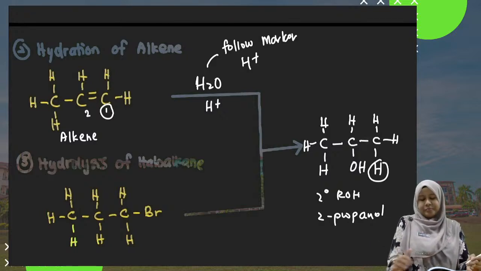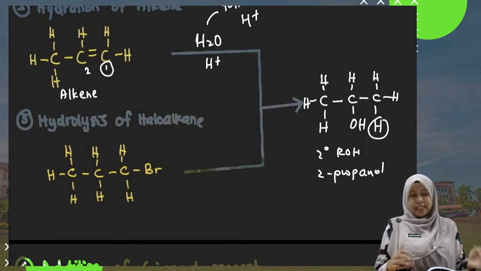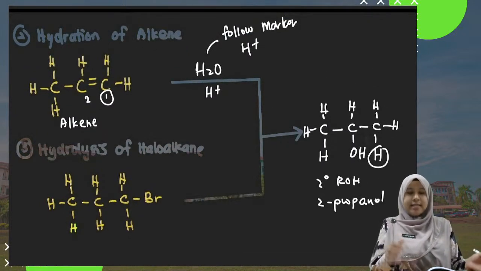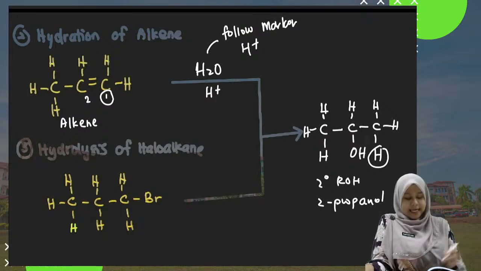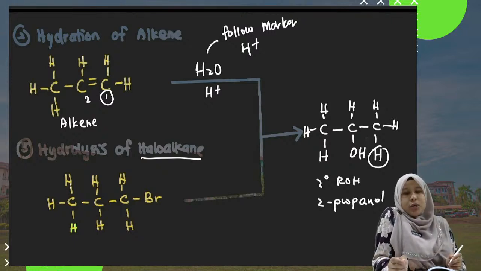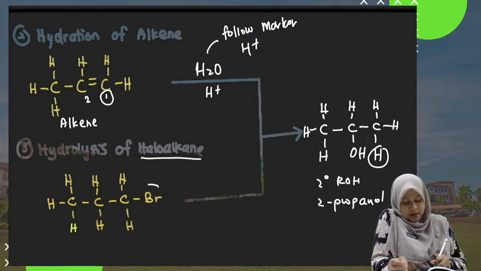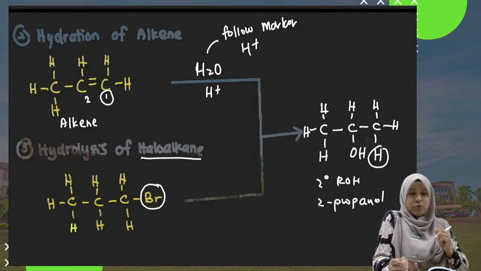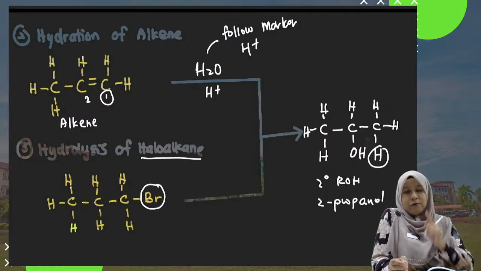Okay, then the third reaction, macam mana kita nak prepare alcohol? Kita ada hydrolysis of haloalkane. Ni haloalkane, halogen attached to alkane. So hydrolysis, so this is nucleophilic substitution reaction. Okay, you have here halogen kat sini, yang ni functional group dia. So reaction mesti berlaku dekat functional group.